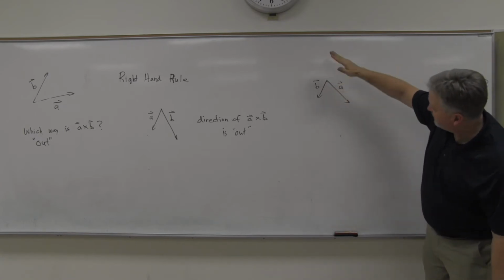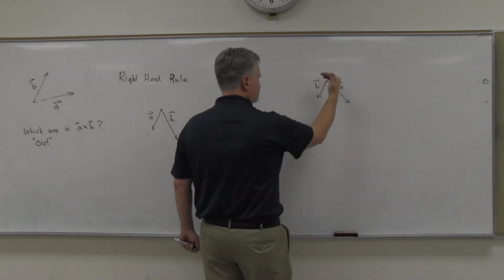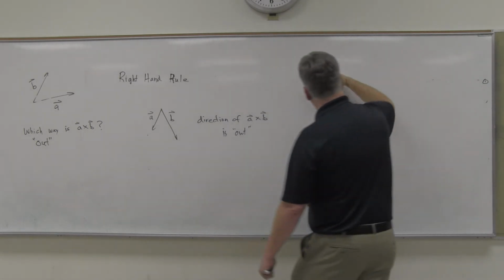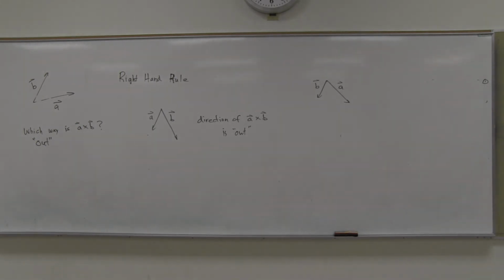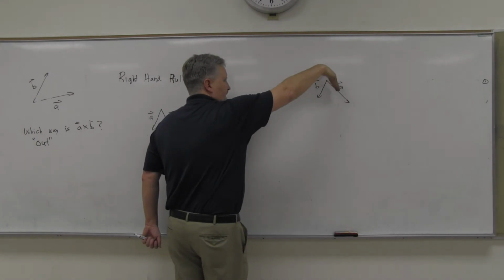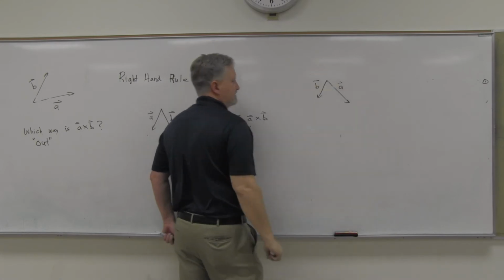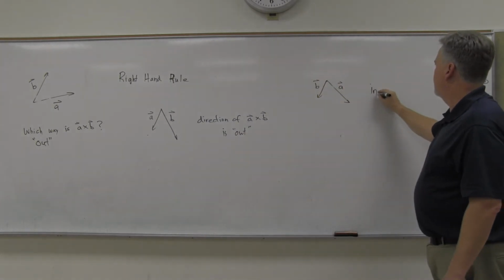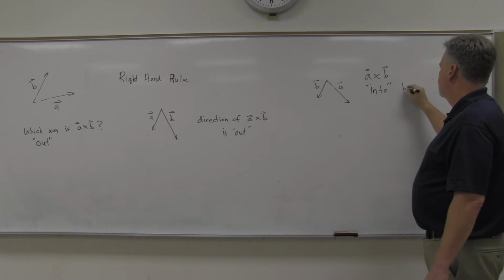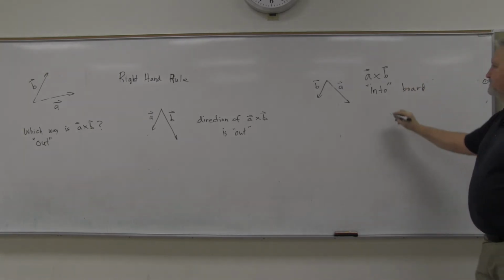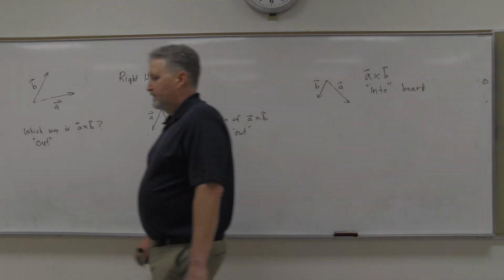So A, rotate. That's out. What am I doing? Oh, yeah, like this. You've got your A rotated into B, so these fingers have to sweep into that. So that's inside, into the board. We're going to do the paper down, up or down, however you want to say it. Okay.